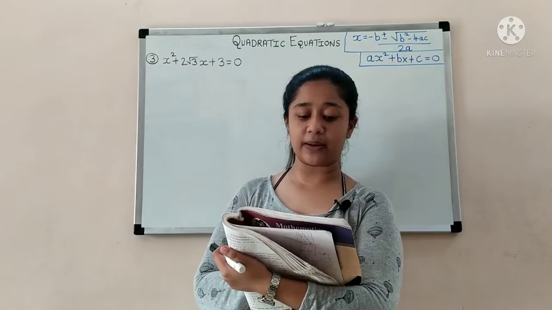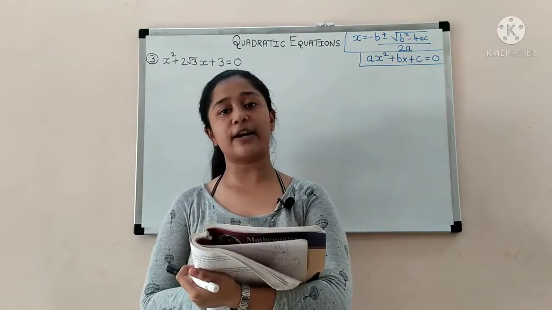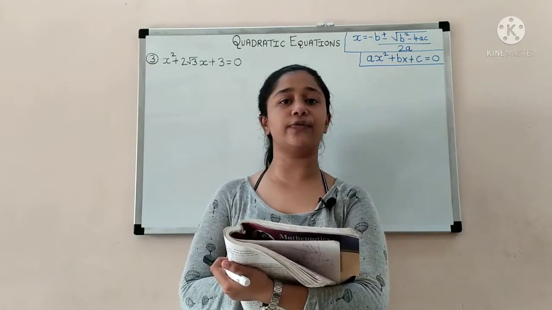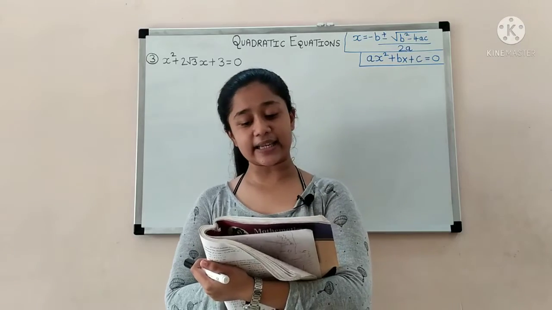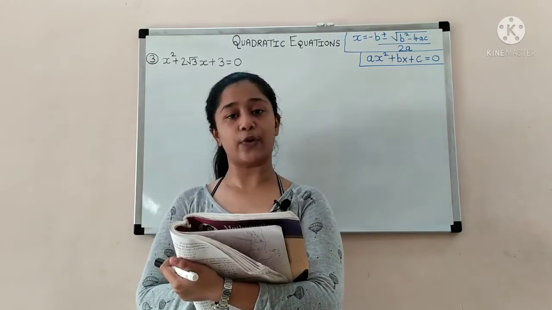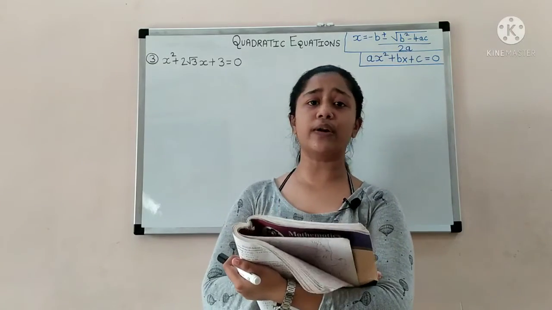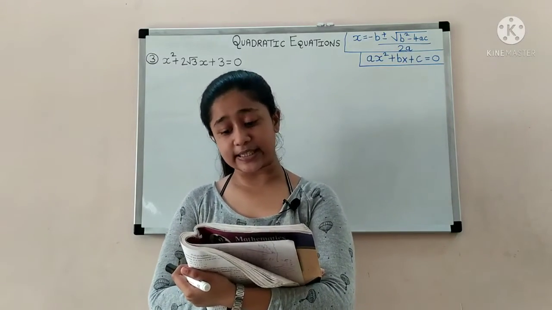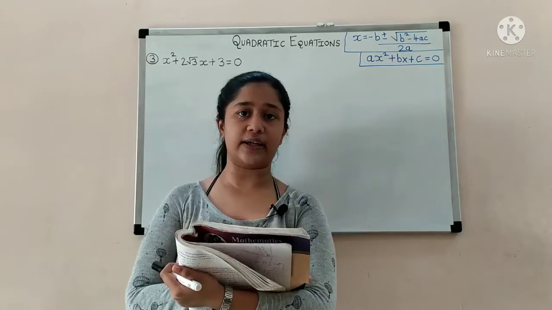Find the values of a, b, c. That is, compare with the general form and we have to find the values of a, b and c. Then the second box says find the value of b square minus 4ac, which we do in all the sums. Then the third says write the formula to solve the quadratic equation.